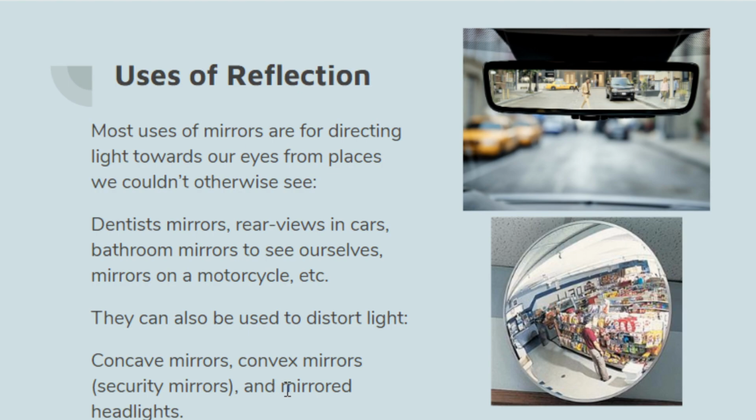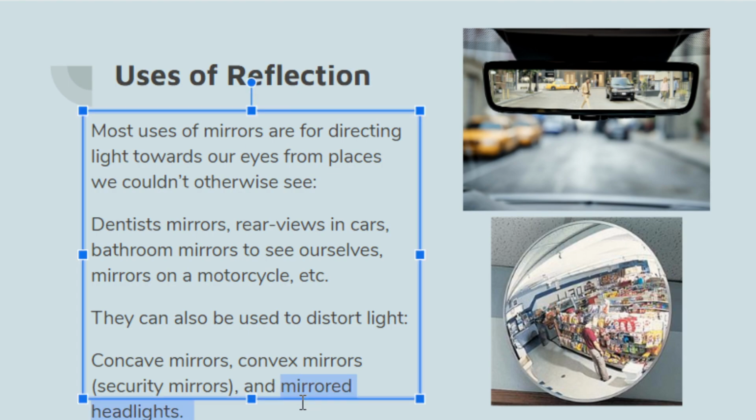And mirrored headlights. I think this is a really interesting one. This is a good point. When you've got headlights on a car, there's actually a bunch of mirrors behind it. So when that light is on, all the light that's going backwards gets reflected forwards. So this is one where we're not actually distorting or changing the direction of light for us directly into our eye. We're changing light because we want to illuminate something, and mirrors can help us illuminate it better.